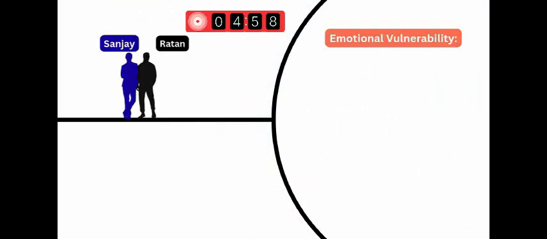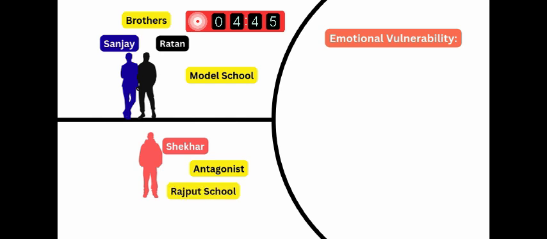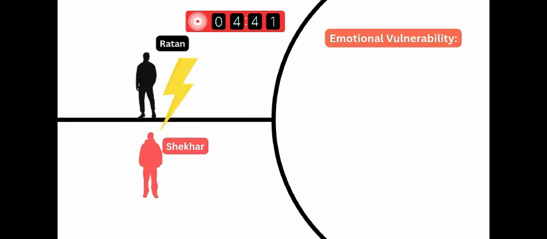Now, look at JJWS. The main characters are Ratan and Sanjay and Shekhar. Now, Ratan and Sanjay come from a middle class upbringing and they study in a school called Model School. Now, they both are brothers. However, the antagonist is Shekhar. Shekhar studies in Rajput school. He comes from a privileged background. Now, Ratan and Shekhar are rivals. The goal is that both of them want to win the coveted cycling championship.